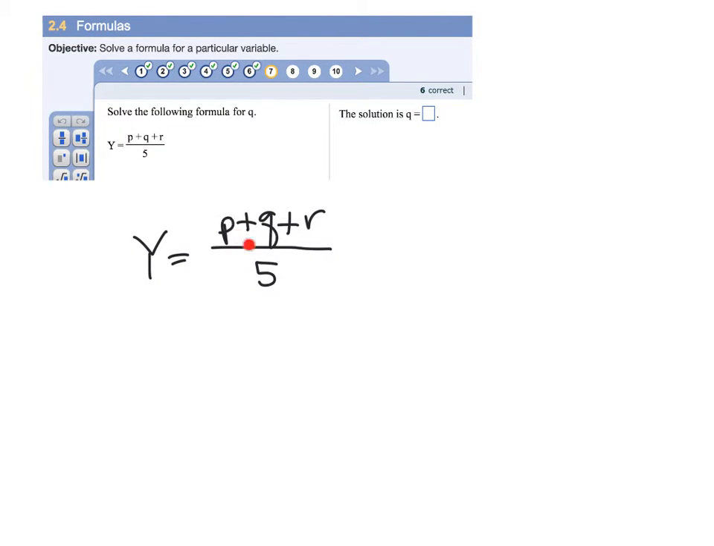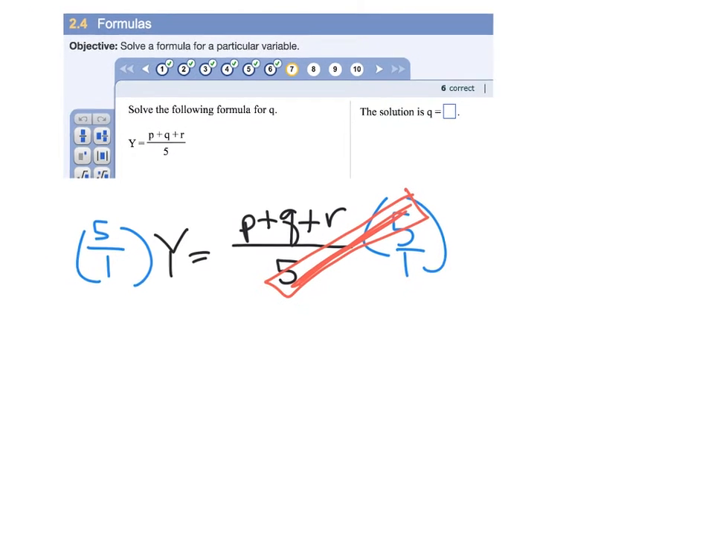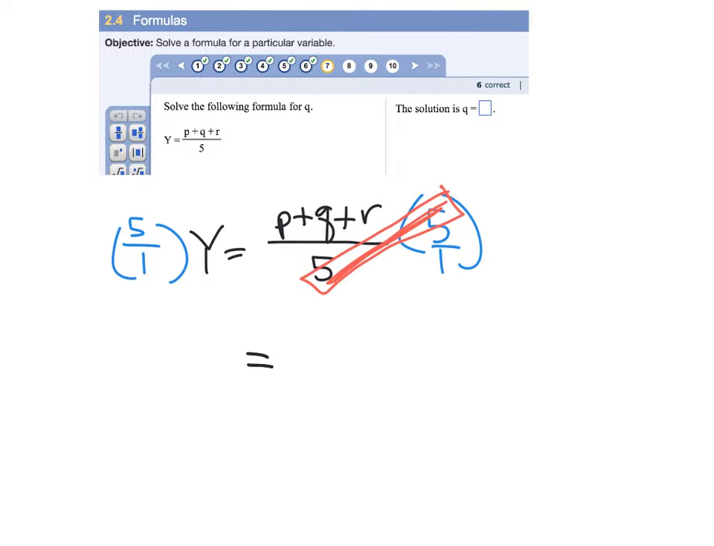And the first thing I'm going to do is get rid of this fraction. So I'm going to multiply both sides by 5 over 1. And when I multiply both sides by 5 over 1, this becomes 5 divided by 5, which is 1. And so the right side ends up being P plus Q plus R, because essentially we got rid of the 5s. The left side is 5Y. I'm trying to keep that a capital because that's the way it's written.